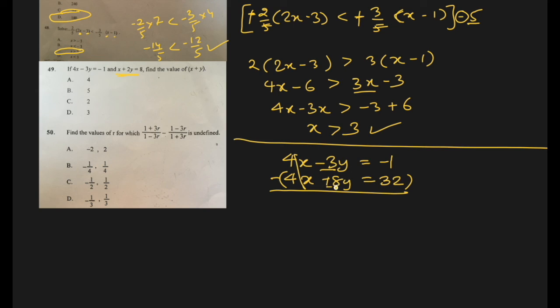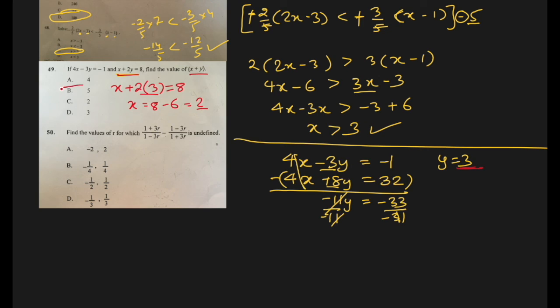Minus 3 minus 8 is minus 11y equal to minus 1 minus 32, minus 33. Negative 11, negative 11 gone, y is 3. And we'll get the value of x with the help of this one. So x plus 2 times y, we got y as 3. 8 minus 6, x equal to 8 minus 6, which is 2. So x plus y will be 3 plus 2, 5.